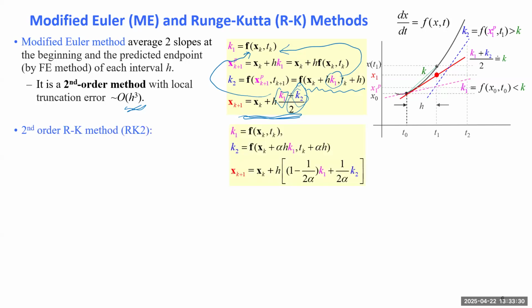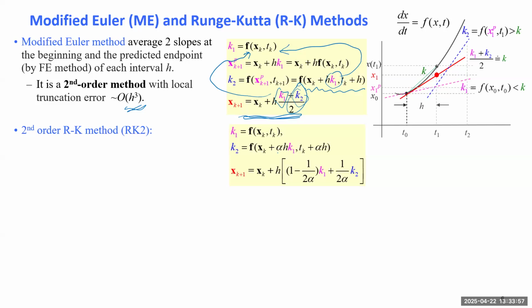It's a modified Euler method. Okay, so next, you may want to generalize the modified Euler method. The modified Euler method takes the first slope at the beginning and the second slope at the ending point. You may say, okay, how about the second slope? I'm not taking that one at the ending point, I take something in between. How do I know the ending point will be better?